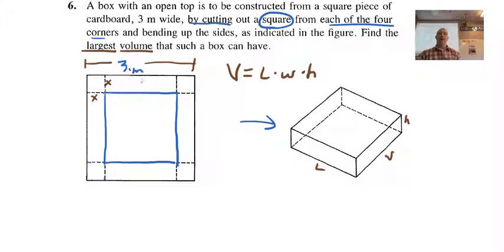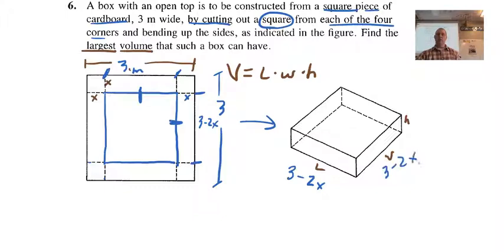3 minus x. Okay, you're getting close. This right here, from here to here, is actually 3 minus 2x. So one of these is 3 minus 2x. What's the other side? Well, it is a square piece of cardboard, so guess what this length is as well? It's 3 minus 2x as well. And that's, again, this and this. Okay? So is everyone following there?